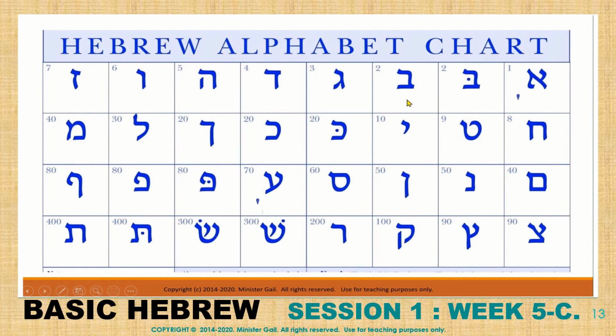B, V, G, D, H, V or W, Z, CH, T or TE, Y or I with a dot, K, KH, KH without the dot, K with the dot, that's the final or sofit.